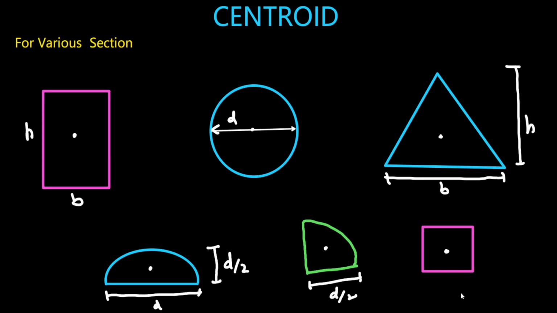Here again I will take the square; the same formula will be applicable here, a. You don't need a separate formula for the square, the formula of the rectangle will be applicable in the square. So what is the area of this rectangle? Area is equal to b into h.